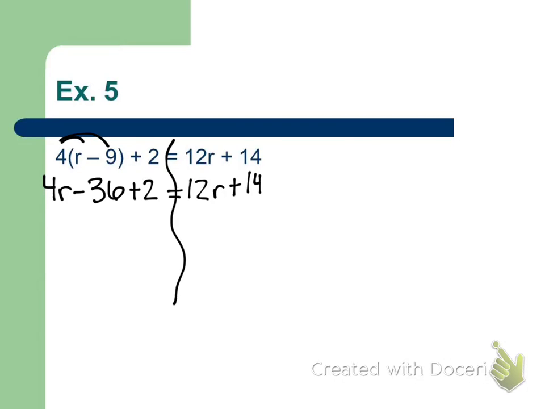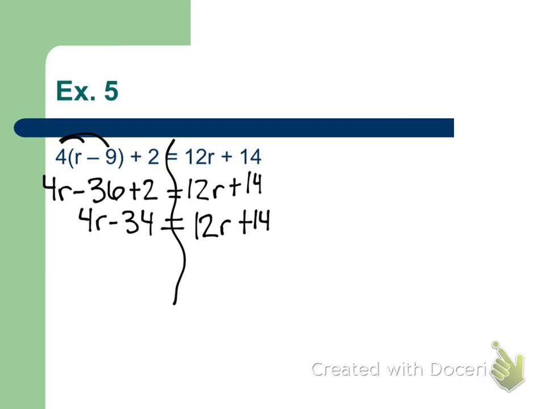Jakeem? Very good. What are you combining? Good. What does that give you? Wonderful. If we combine the minus 36 plus 2, because they're on the same side already, we get a negative 34. So 4r minus 34 equals 12r plus 14.